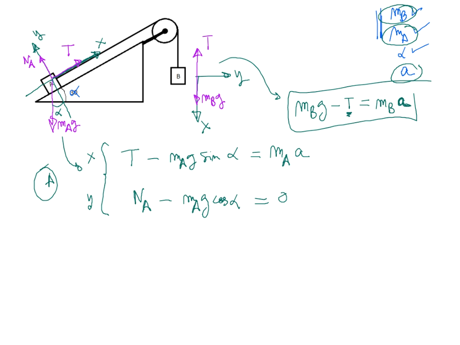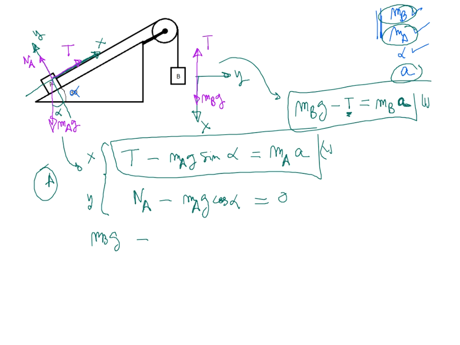So really, we have a system of 2 by 2. Easy. Again, addition, substitution. We did the substitution earlier. Let's try the addition method. Let's add equation 1 with equation 2. If you do this, T will disappear, which is what we want, because we only care about A. So if you add those two equations, you end up with MBG minus MAG sin alpha is equal to MBA plus MAA.